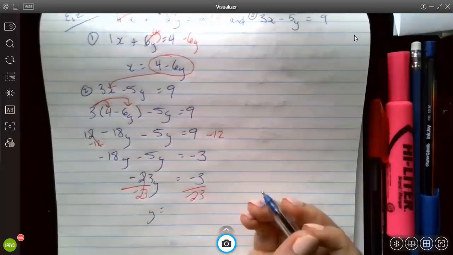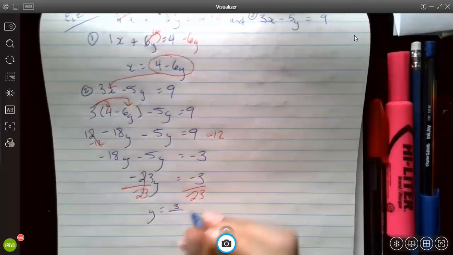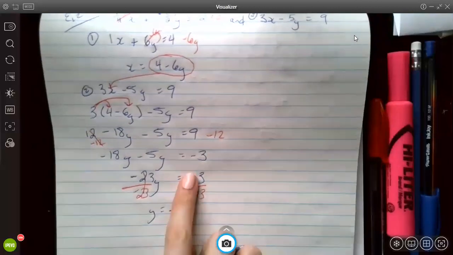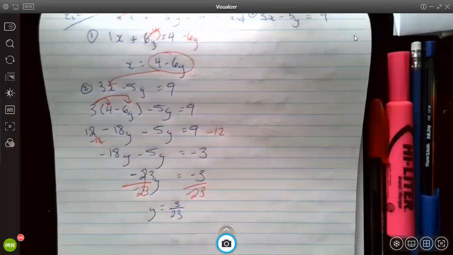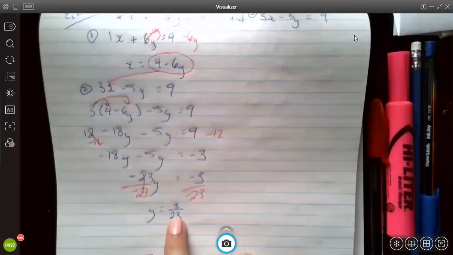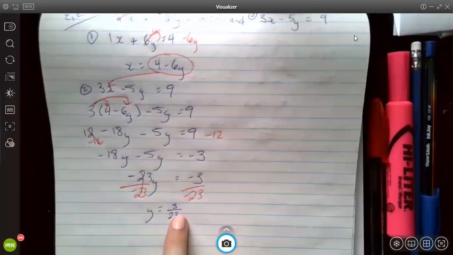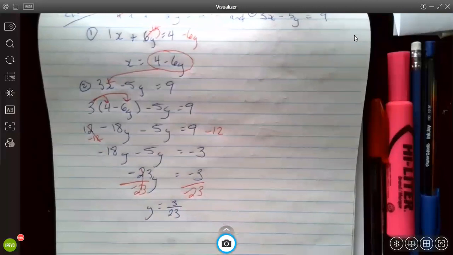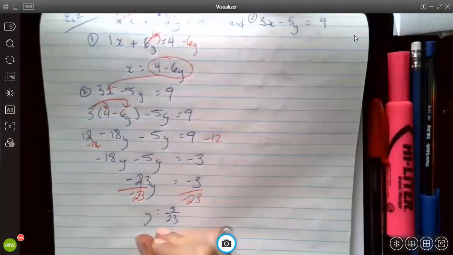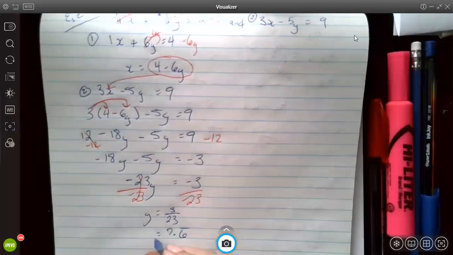in order to get my y, which we could leave as, first of all, cancel out your negatives, so 3 over 23. And then that cannot be simplified any further, so we just leave it like that. Though if you did want to turn it into a decimal, you could. It's 0.130434 repeating.